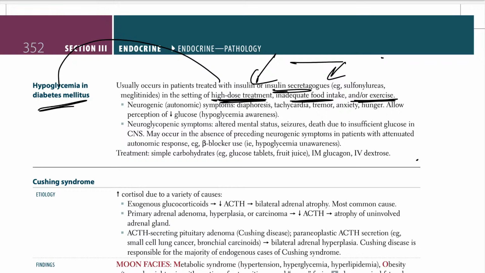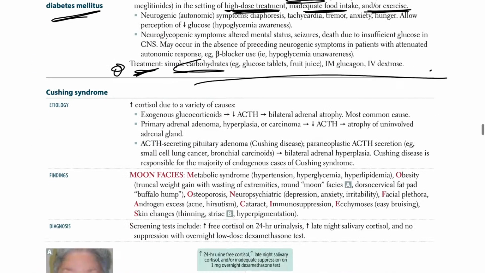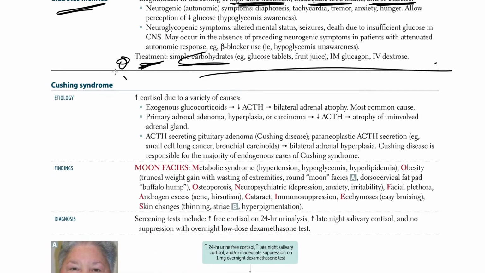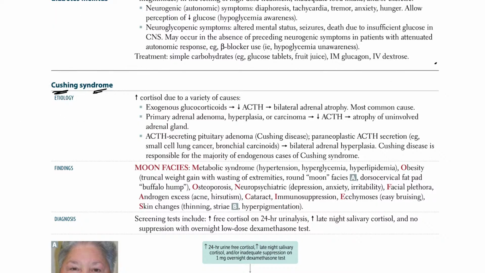Exercise. I want to lose some weight. Morning dose insulin, go for a walk, do a 5-mile run, exercise, see what happens. Okay, then you have treatment. What is the treatment? You have simple, we talked about it. Don't worry about this. Okay, the next thing we have is Cushing's syndrome.